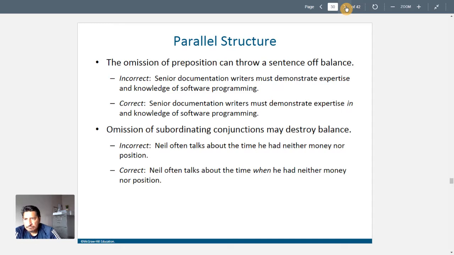Again, parallel structure, we talked about omission, right? Now, the incorrect part: senior documentation writers must demonstrate expertise and knowledge of software programming. Now, the correct part: senior documentation writers must demonstrate expertise in and knowledge of software programming.